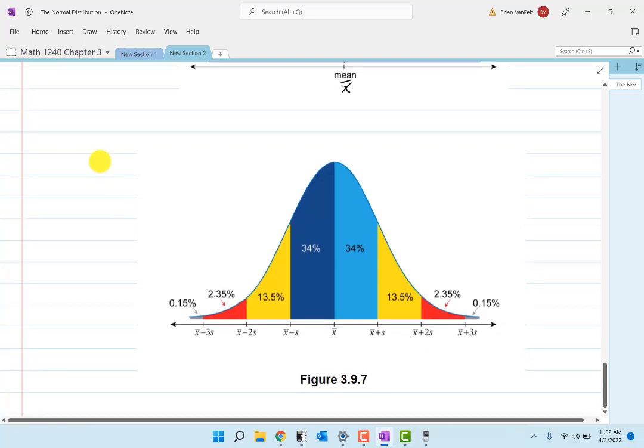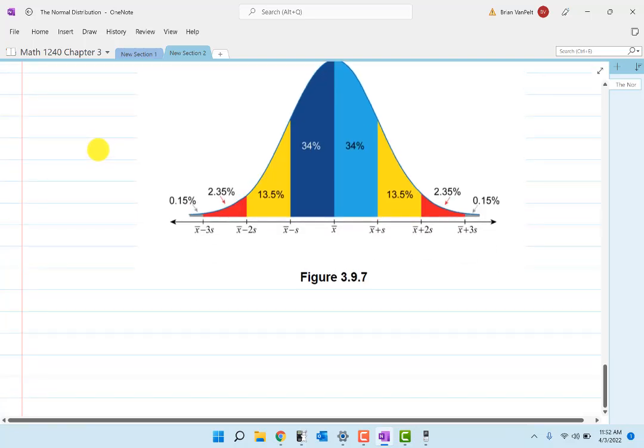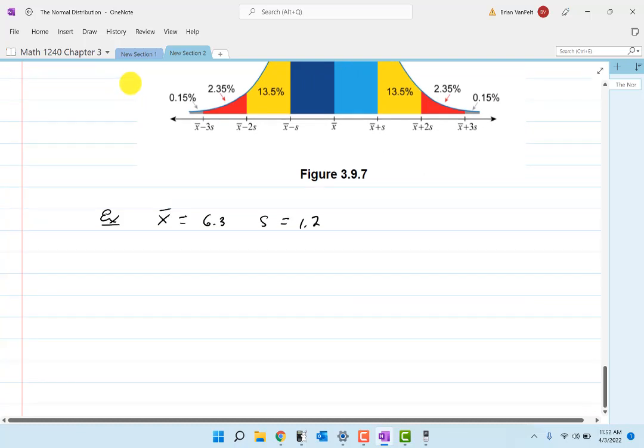Here I've brought the picture back again just to show you something. We'll adapt it to our situations like this. Suppose I have an x bar of 6.3 and an s equals 1.2. The picture that I would draw to accompany that information looks like this. I'm always going to draw really the same bell curve no matter what. Even if it looks bad, that's not that big of a deal.